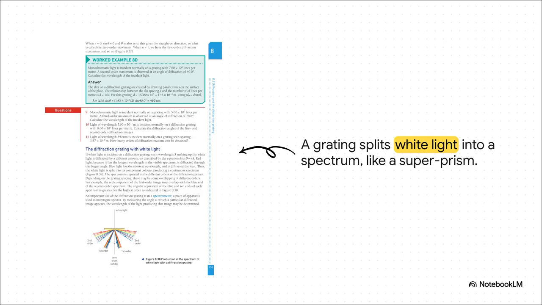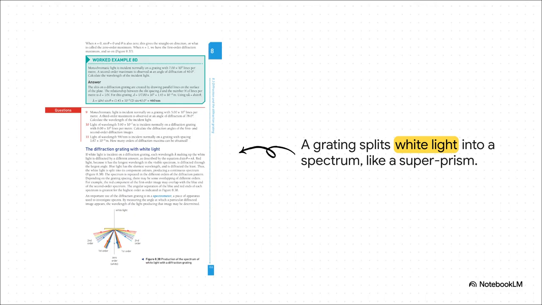What if, instead of one color, we shine white light, which is a mix of all the colors, through our grating? Well, look at our formula again. The angle, theta, depends directly on the wavelength, lambda. And different colors of light have different wavelengths, right? Blue light has a short wavelength. Red light has a long one.